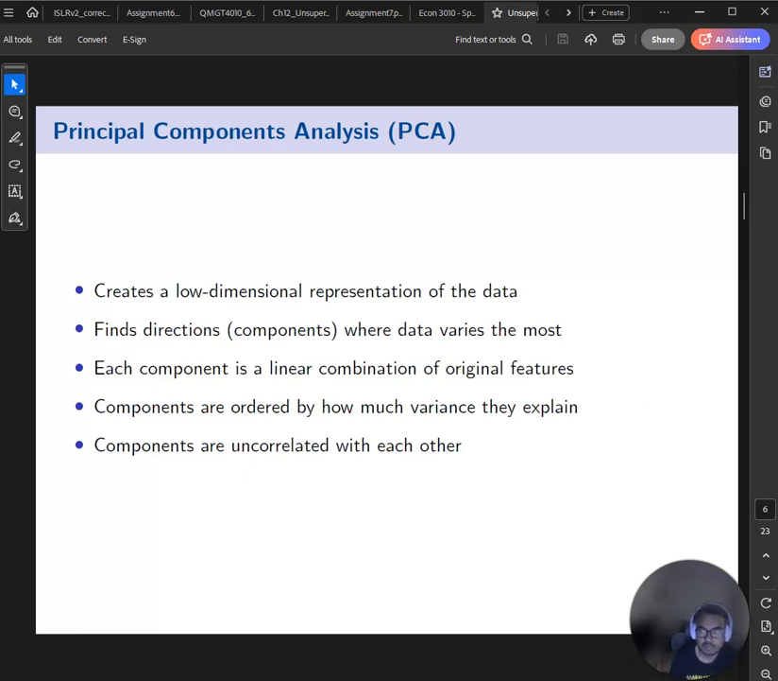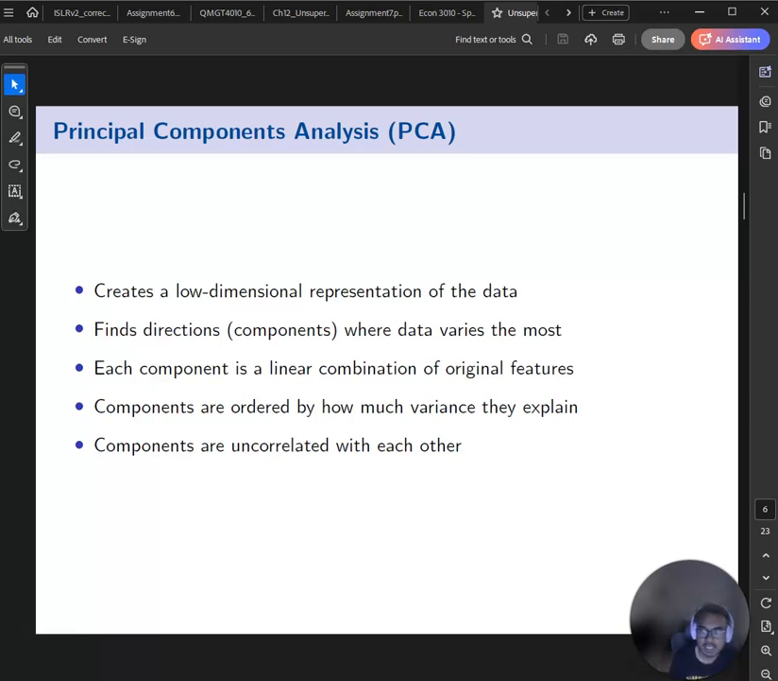So let's begin with our first technique, which is principal component analysis, or PCA in short. PCA is all about creating a low dimensional representation of our data. Imagine you have data with dozens or even hundreds of variables. It is impossible to visualize them directly. PCA helps us reduce this complexity while keeping most of the important information.